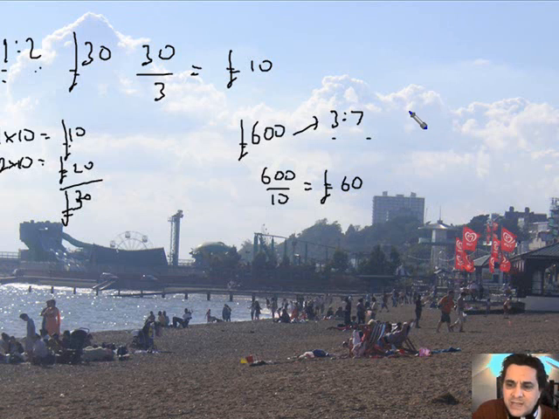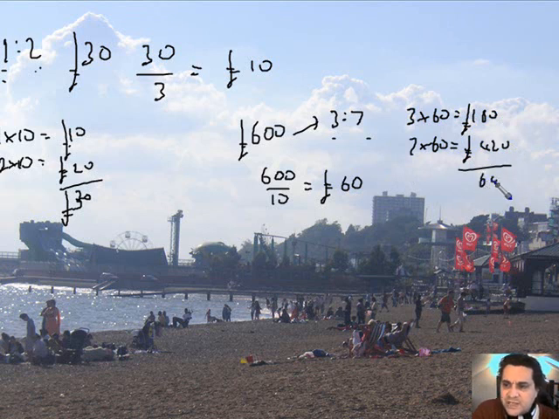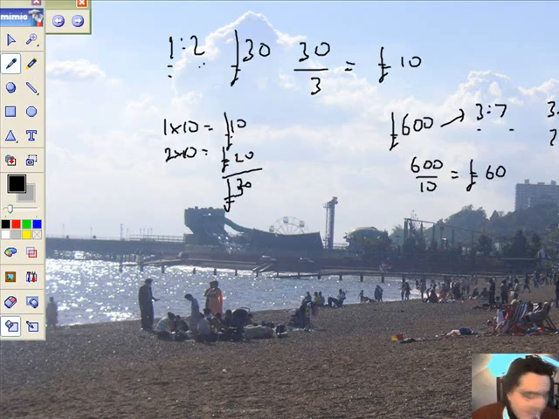So one person gets 3 lots of 60, which is £180, and the other person will get 7 lots of the 60, 6 sevens are 42, £420. As you can see, this adds up to £600 quite nicely. Okay, I fancy doing question 4. It's a little bit more involved, so let's just do it then.